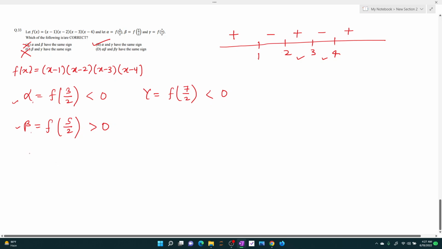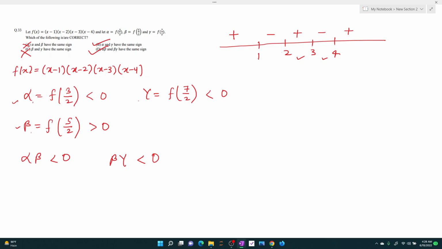So first of all, let's see alpha beta, right? Alpha is negative, beta is positive, and the product of negative into positive is going to be negative. Similarly, for beta gamma, beta is positive, gamma is negative, so the product of beta and gamma is going to be negative. And anyway, I can say that both alpha beta and beta gamma have the same sign. So option D is also correct, right? I hope these solutions are clear to all of you. So that's all for this video.